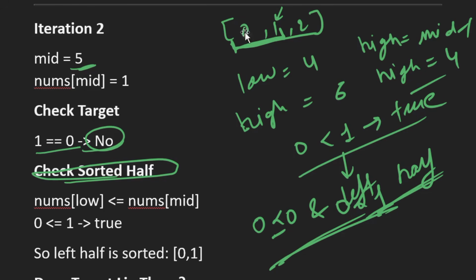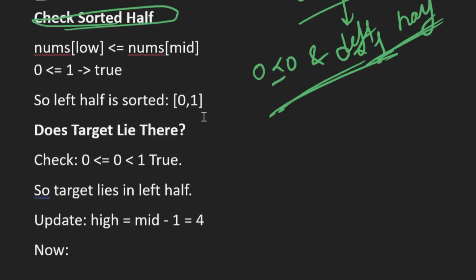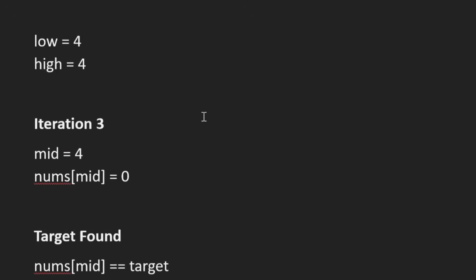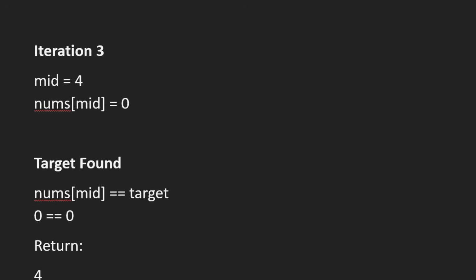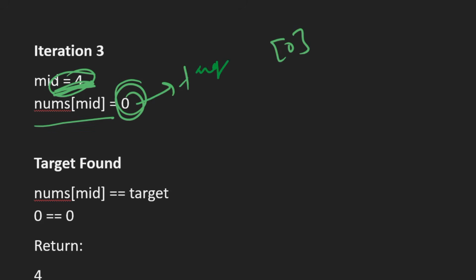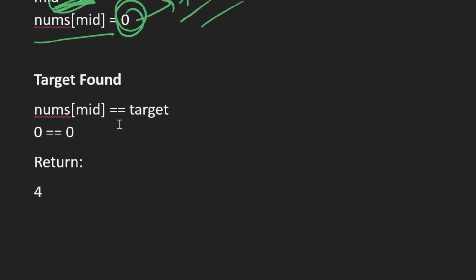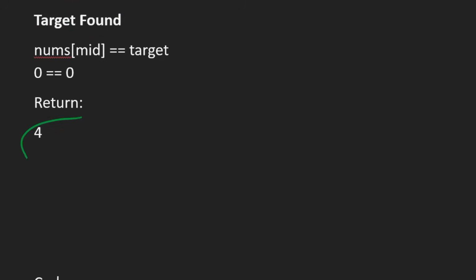So after this we have low is equal to 4 and high is equal to 4. So in iteration 3 we are left with only 0. If we find the midpoint, we get mid index is 4, and nums of mid is giving us 0, and that is our target. So our target is found, right? So when nums of mid is equal to target, we get true, so we return our index, that is 4, so we get our answer.